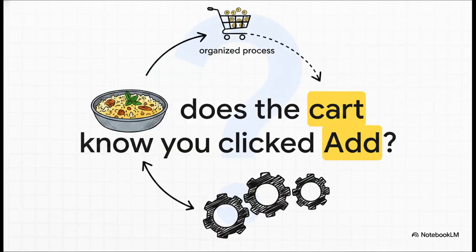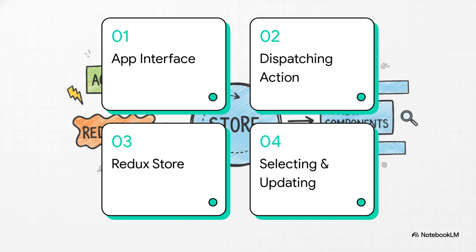So here's the big practical question we're tackling today. When you click Add on your favorite biryani, how does the shopping cart at the very top of the screen actually know to update itself? I mean, it feels instant to us, but underneath, there's this incredibly organized process happening. We're going to answer this exact question by following a single click on its journey through the entire system and back again. To make perfect sense of this cycle, we've broken the flow down into 4 structured steps.